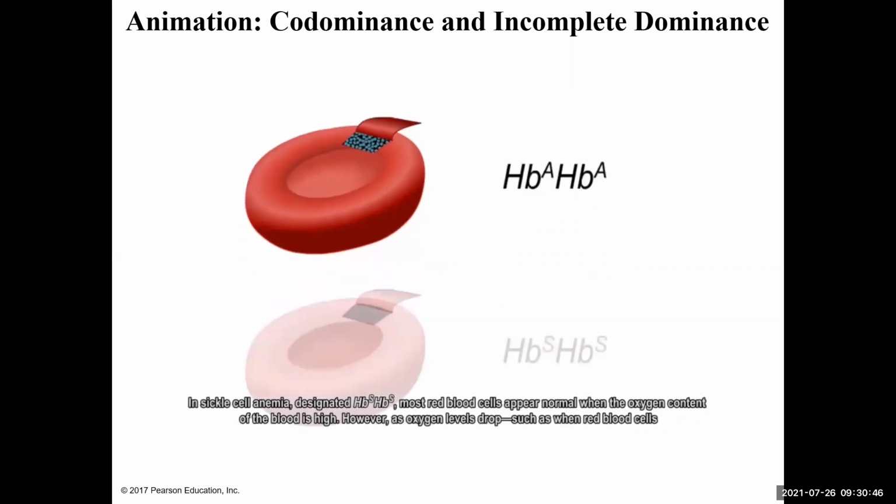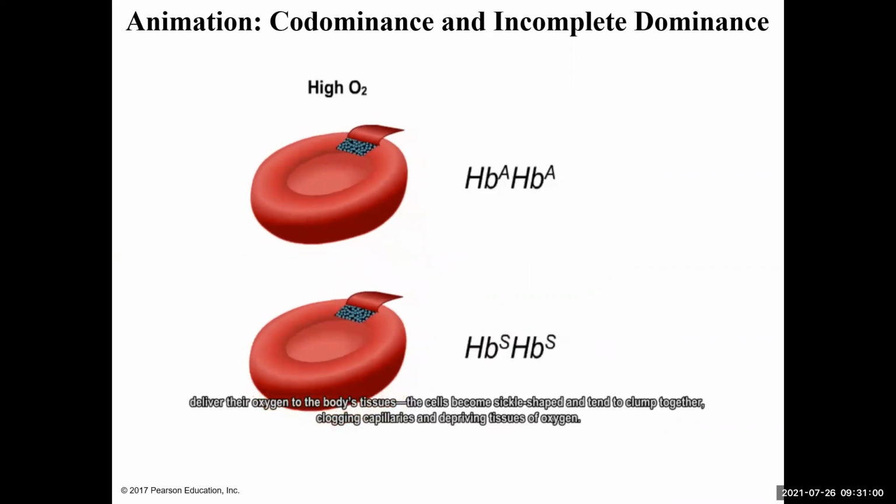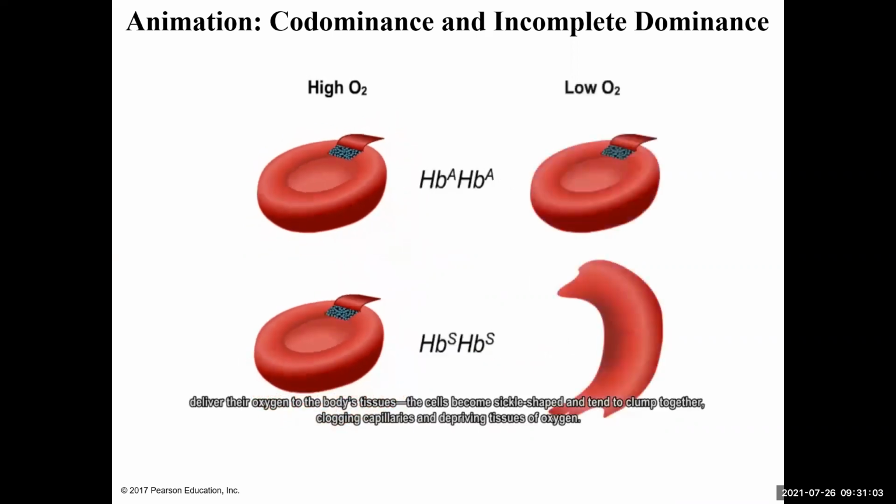In sickle cell anemia, designated HbS-HbS, most red blood cells appear normal when the oxygen content of the blood is high. However, as oxygen levels drop, such as when red blood cells deliver their oxygen to the body's tissues, the cells become sickle-shaped and tend to clump together, clogging capillaries and depriving tissues of oxygen. The shape results from the abnormal hemoglobin molecules sticking together in long polymers, which does not occur with normal hemoglobin. People with sickle cell anemia usually die at a young age.